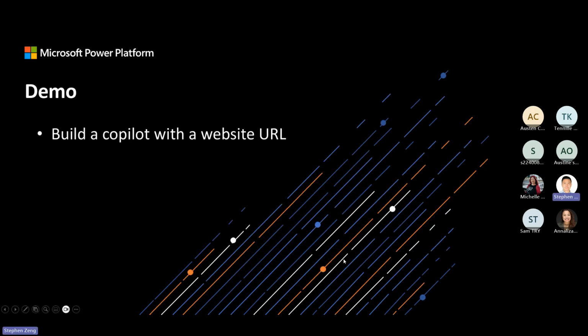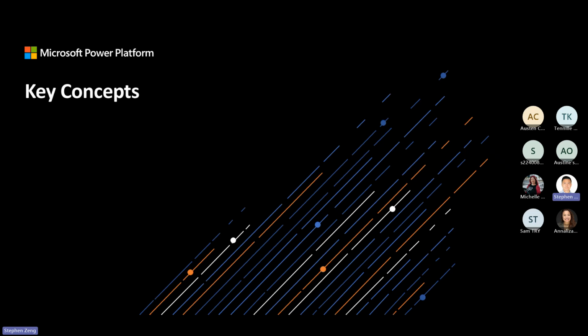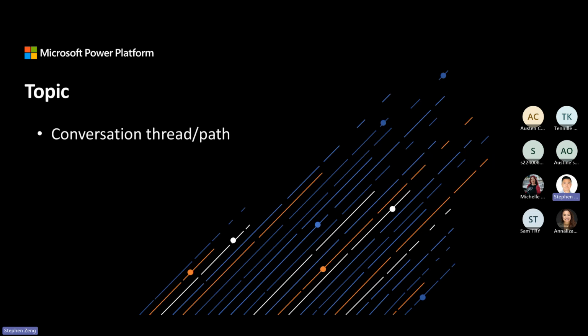So now back to the slides. We have seen quite amazing capabilities from Copilot Studio already with just a few clicks, within a few minutes. There are some key concepts we need to understand. The first one is topic. What is a topic? A topic is a conversation thread or path. And typically, a topic has a set of trigger phrases.